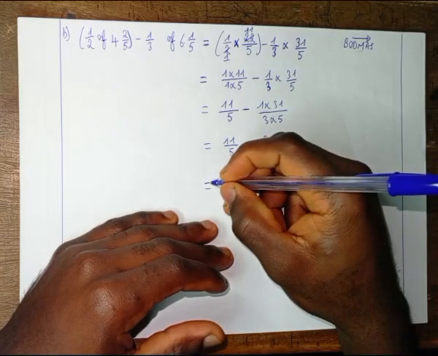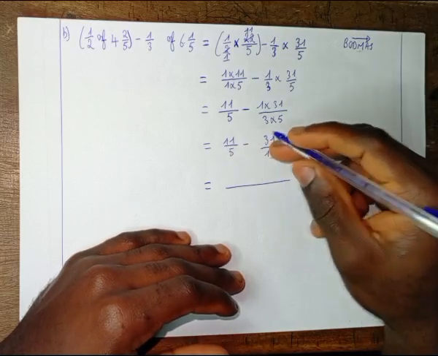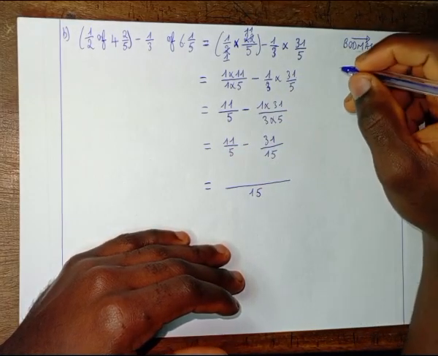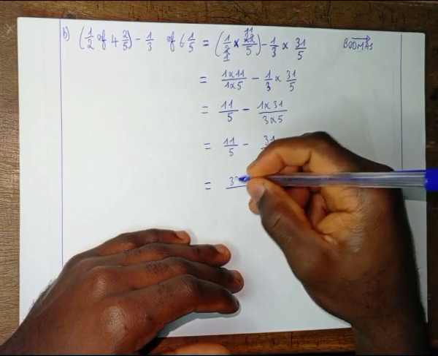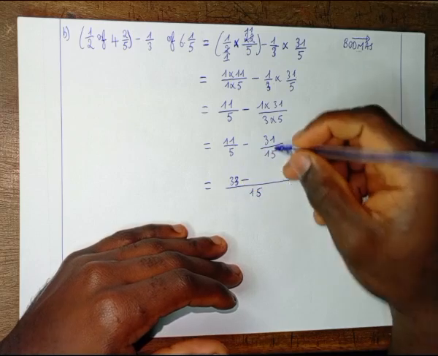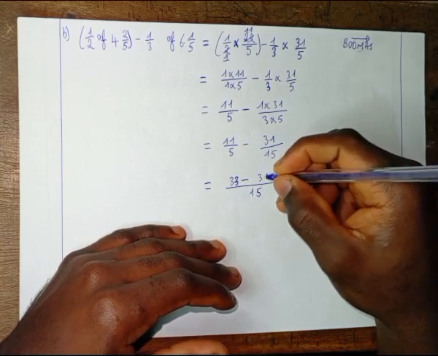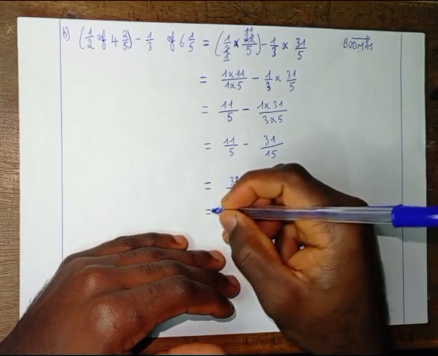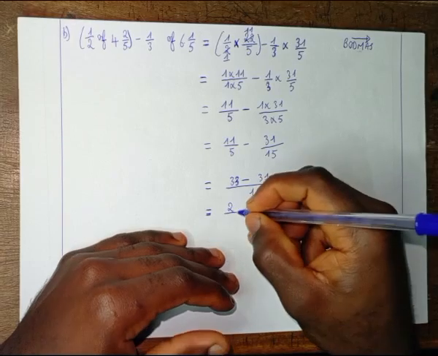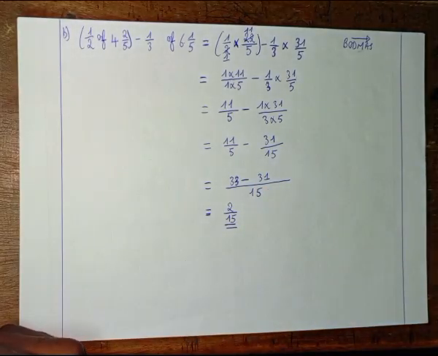We have to subtract these two fractions. First thing, we need to write down the LCM. The LCM of 5 and 15 is 15. 15 divided by 5 gives us 3. 3 times 11 gives us 33 minus 15 divided by 15 gives us 1. 1 times 31 remains 31. So this will be equal to 33 minus 31 gives us 2 all over 15. So this is the answer.